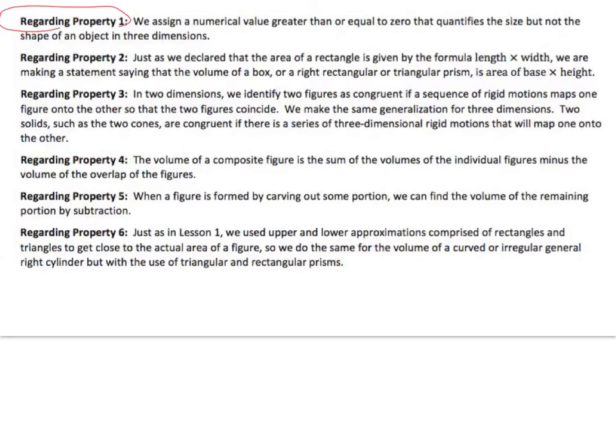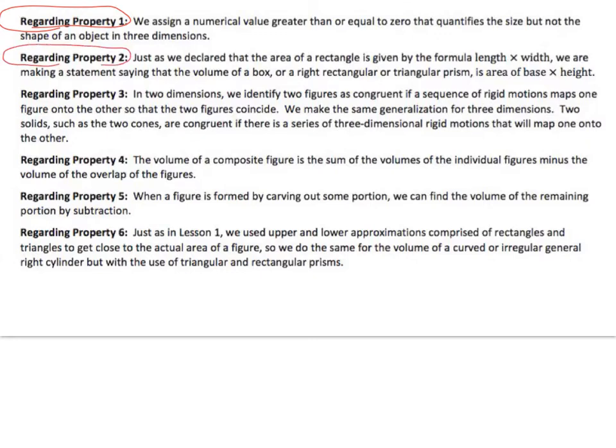So regarding property 1, we assign a numerical value greater than or equal to 0 that quantifies the size but not the shape of an object in 3 dimensions. So a value greater than or equal to 0 because it has to have a size, it has to have a number value to have a size. If it was 0, it would be non-existent, correct? And that quantifies the size. So if you're comparing two different shapes and one has a larger volume number than the other, that means that it's larger. It's quantifying it. It's putting a number to it.